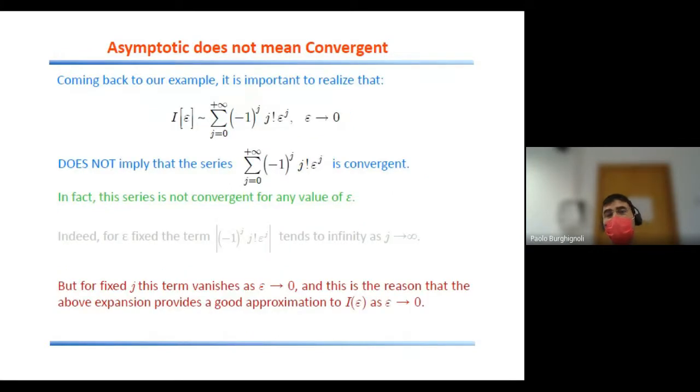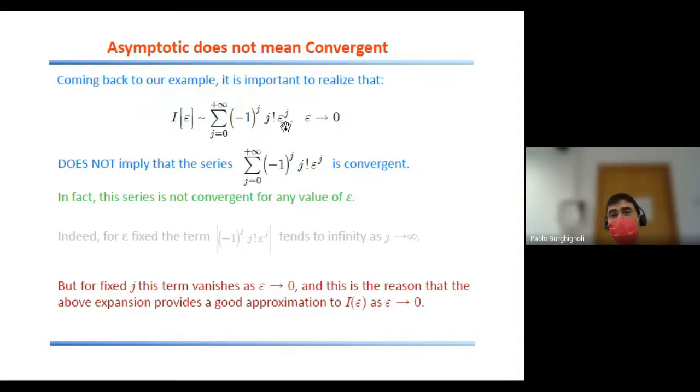Now note that having an asymptotic series does not imply in any way that the series is convergent. And the example we are examining is very clear. In the example we are considering, the asymptotic series is a series of monomials whose coefficients are of this kind, (-1)^j times j factorial, where j goes from 0 to infinity. This was obtained integrating by parts iteratively.